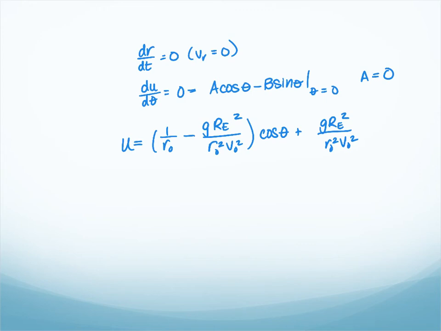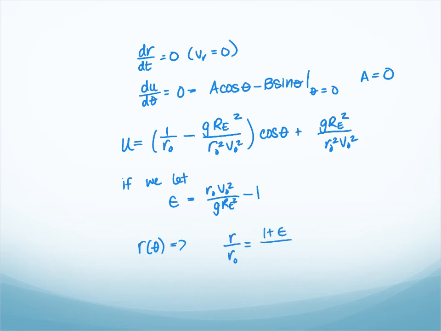This is where we're going to skip a couple of steps because the algebra is a bear. If we let this new term, eccentricity, equal r naught v naught squared over G R E squared minus 1, we can rewrite our equation in terms of r and theta. We can write it as r over r naught equals 1 plus e cosine theta, where e is called our eccentricity.